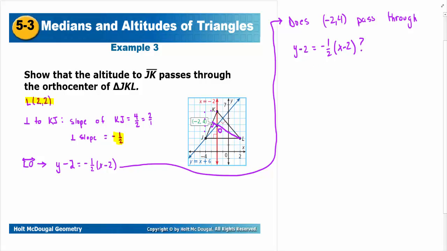If it does, then I've just shown that this altitude passes through the orthocenter, because that's where the orthocenter is located. Now, we know that it should, but we have to prove it. That's the difference between just saying that it passes through it and showing it. I need to see the math here. So remember this is how we're going to do this.